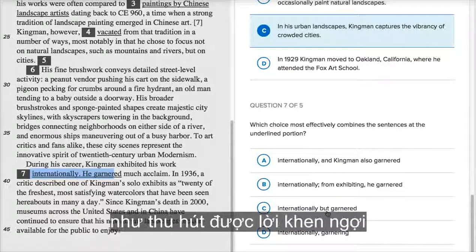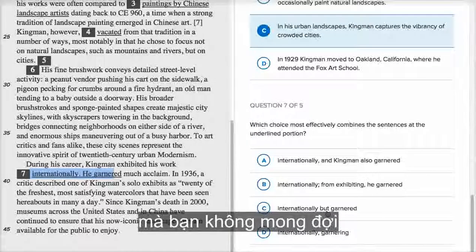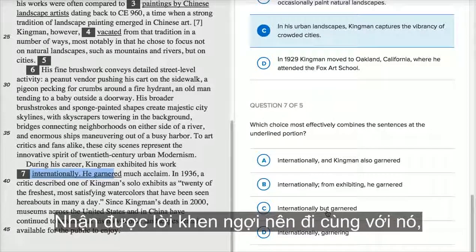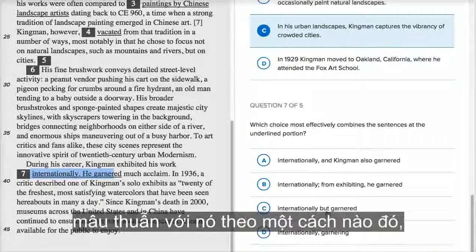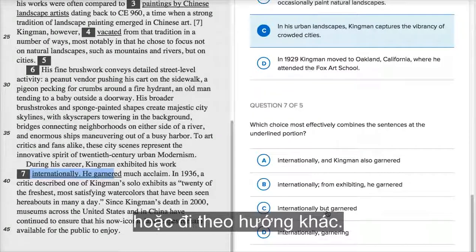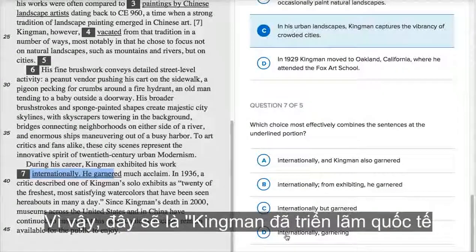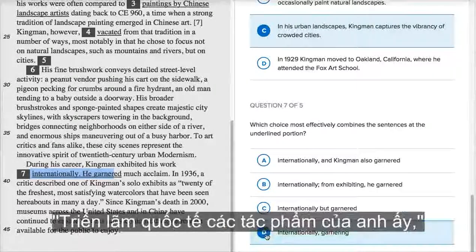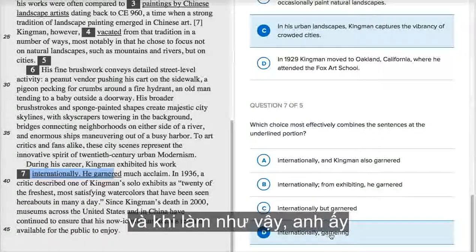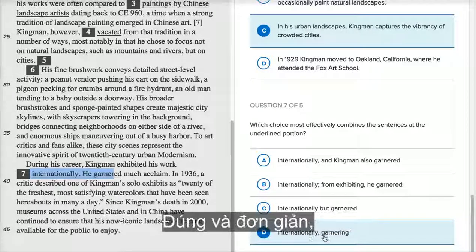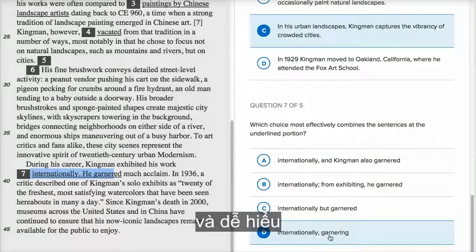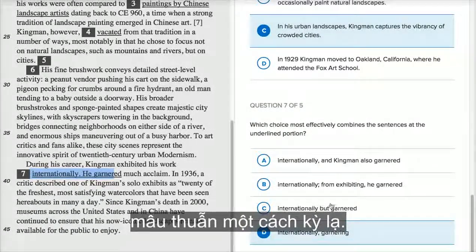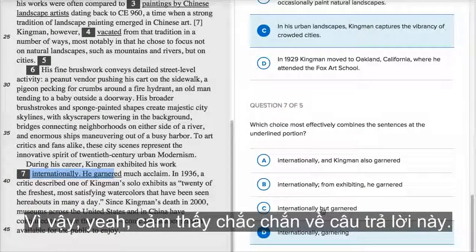Kingman exhibited his work internationally, but garnered much acclaim. Well, but makes it seem like garnering acclaim is somehow something that you wouldn't expect for someone who's exhibiting internationally, but they kind of go together. Garnering acclaim should go along with it. It shouldn't be a but there. It shouldn't be kind of contradicting it in some way or going in another direction. So this would be Kingman exhibited his work internationally, garnering much acclaim. Yeah, just nice and simple. Exhibiting his work internationally, and in doing so, he's garnering much acclaim. Feels nice and clean and gets to the point without being redundant or contradicting in a weird way. So yeah, feel good about these answers.